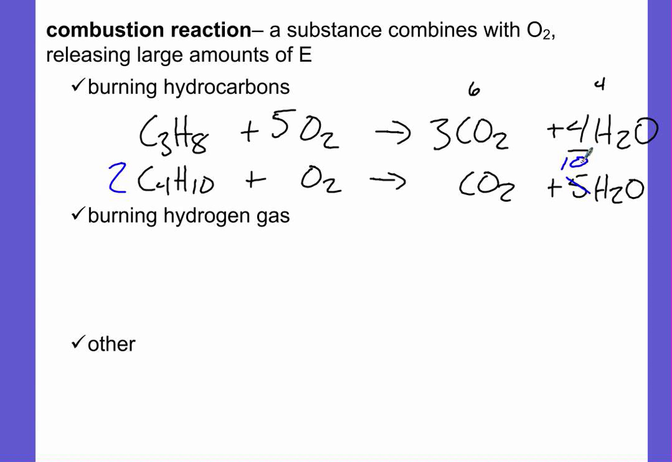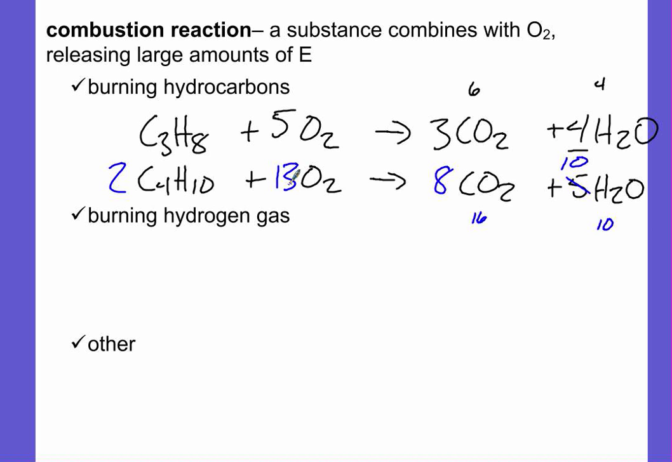But since I have 2 butanes, I also have 8 carbons, so I need 8 carbon dioxides. And again, when I'm multiplying 8 times 2, I get 16 for oxygens in that carbon dioxide. And I have 10 waters, so that gives me 10 oxygens. So that should be 26 oxygens total. So then when I'm balancing, I need 13 diatomic oxygens to give me 26 on both sides.